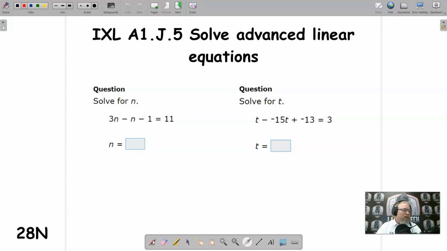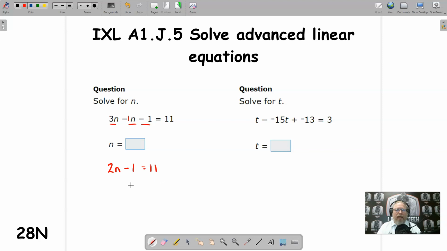So let's look at our first one here, and we have 3n minus 1n equals 11. Well, let's do some combining like terms. We have terms of n here and here. Remember, every variable has a coefficient with it, and if you can't see it, it is the value of 1. It's the invisible one. Get it? So if I have 3 n's minus 1 n, I'm going to end up with 2n. So put our 2 in here. Let's go ahead and bring down the minus 1 and equals 11.